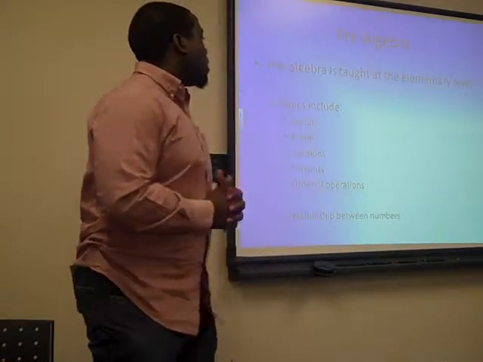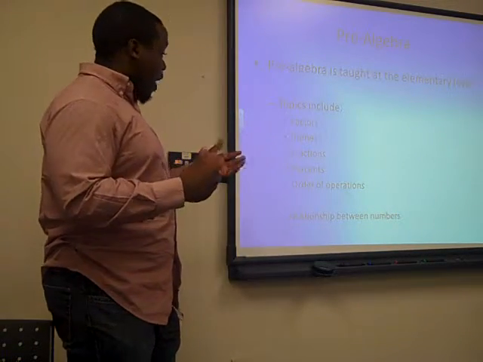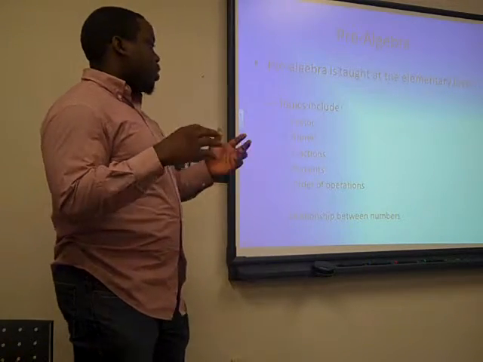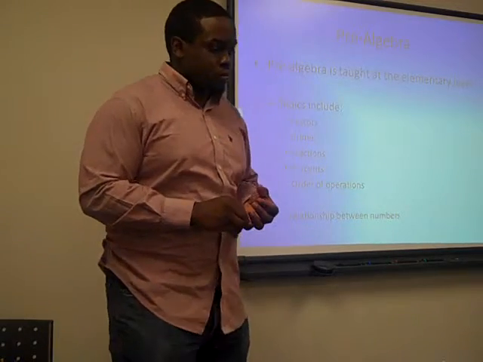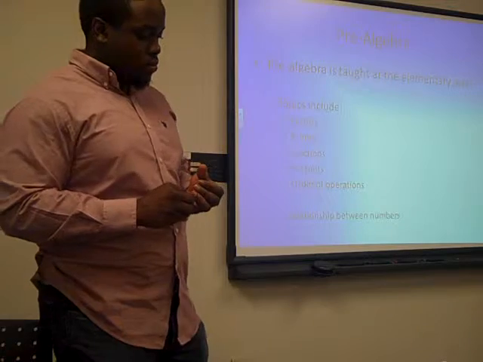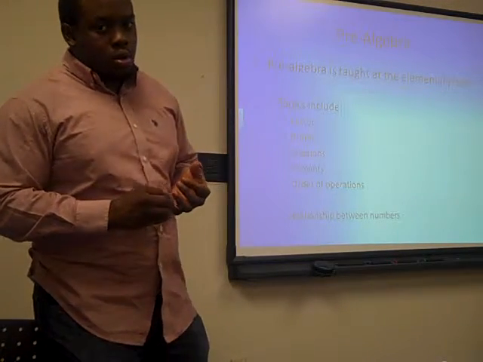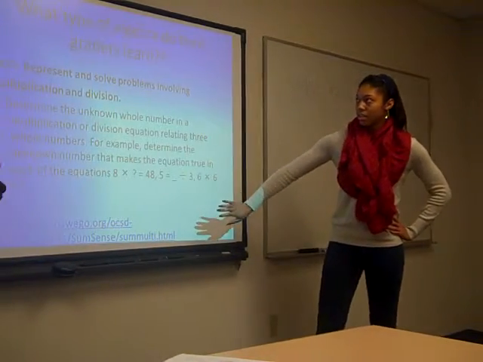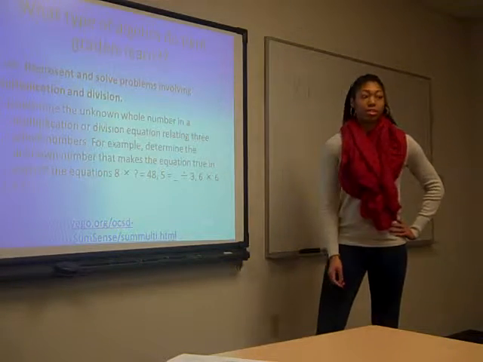Like we said, for pre-algebra, the topics that you will be teaching are factors, primes, fractions, percentages, and order of operations, which all deal with relationships between numbers. And something as simple as realizing that the equal sign represents a relationship is part of how kids in elementary school go through algebraic thinking. And today we're going to focus on what type of algebra third graders learn.